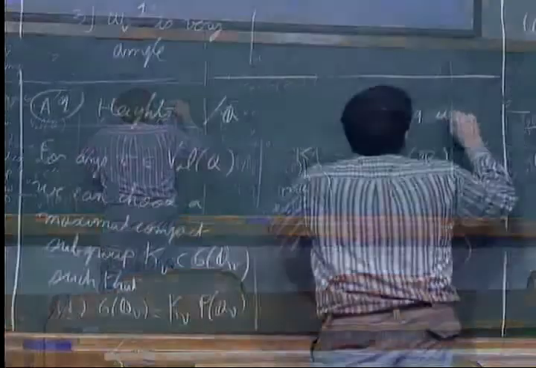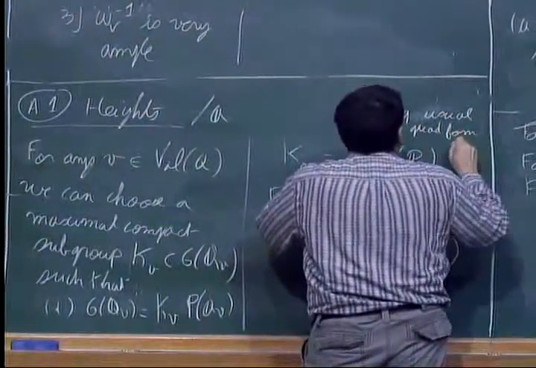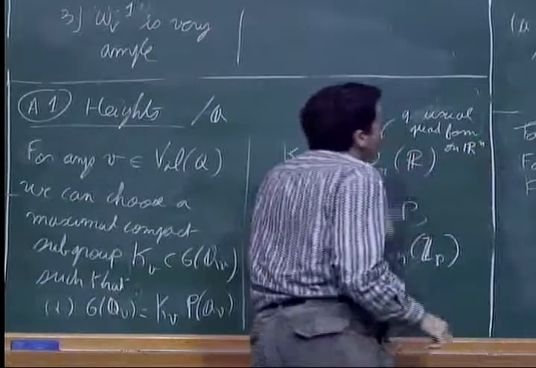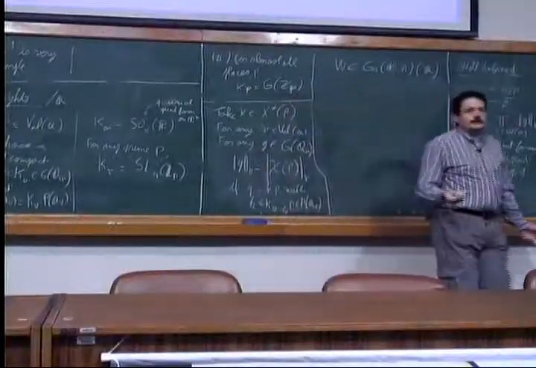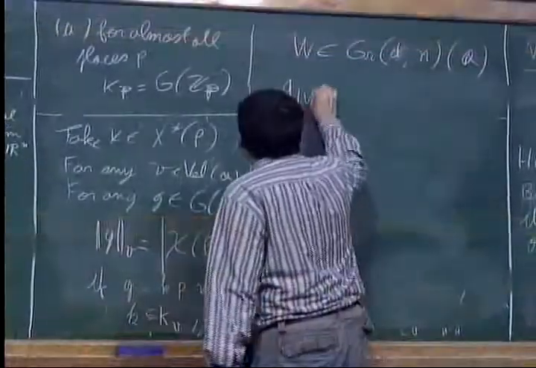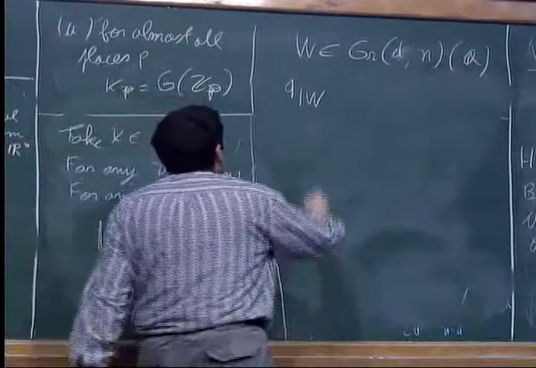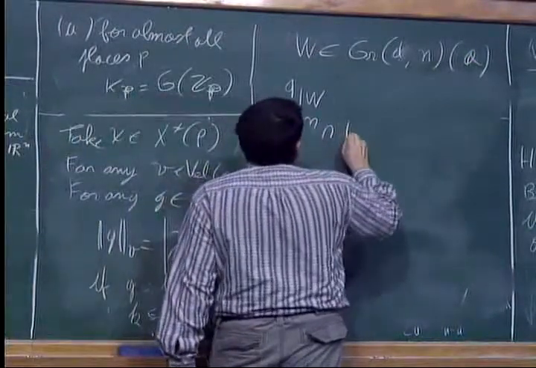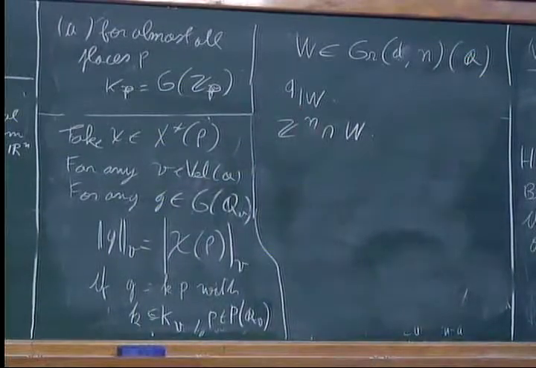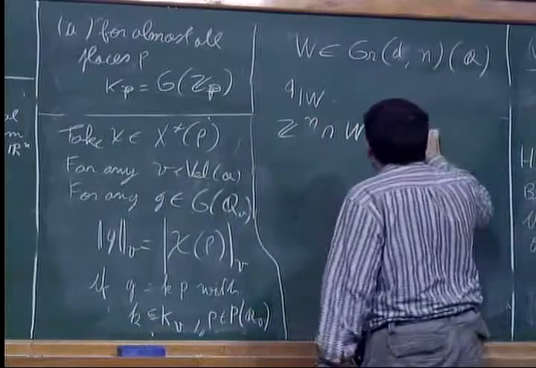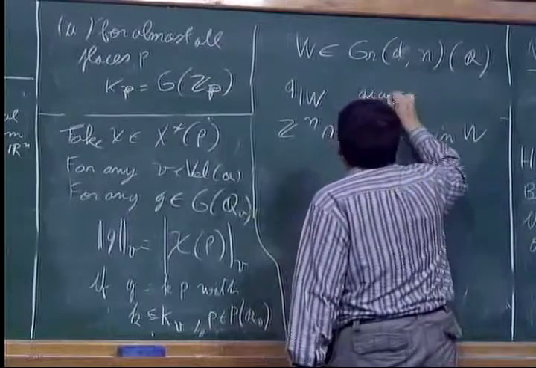It's a usual quadratic form on Rn. So on this W, I have two natural data. Namely, I have the restriction of the quadratic form, and I have also the intersection of the lattice Zn intersected with W. So this is a lattice in W, and this is a definite quadratic form on W.